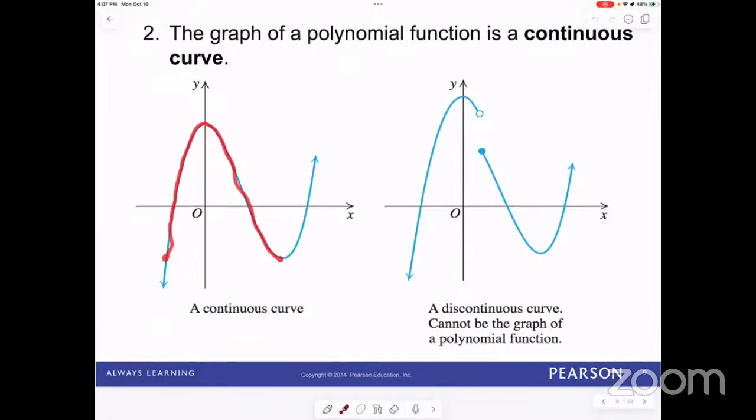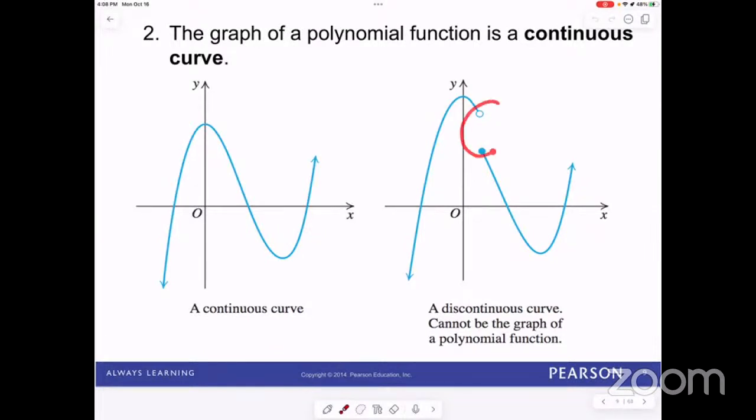We can get to any other point without picking our pencil up, right? But if we started with the graph on the right, say we started here, and we start tracing, in order to get to the other side, we have to pick our pencil up. Because there's a hole or a gap or a break, the graph on the right cannot be the graph of a polynomial. So again, the graph of a polynomial function is a continuous curve, as on the left. The graph on the right cannot be the graph of a polynomial because we have a hole or a gap or a break because of this guy here, okay?